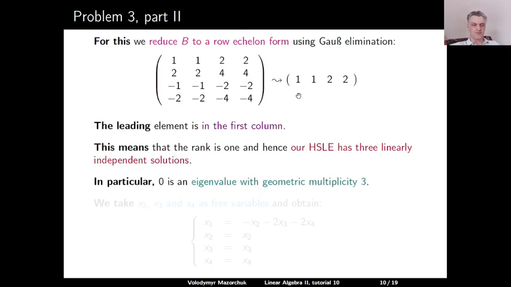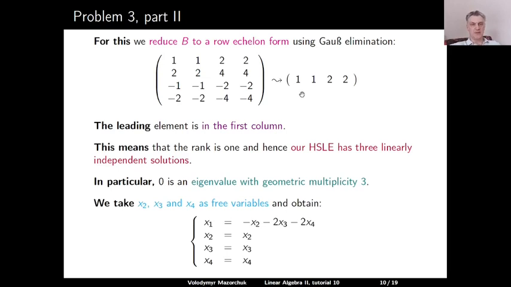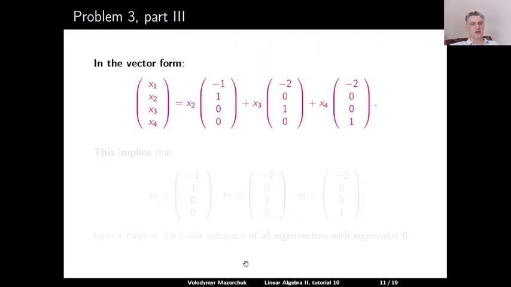To concretely solve the system, since our leading element is in column 1, we take x2, x3, and x4 as free variables, and then our only equation becomes x1 is equal to minus x2 minus 2x3 minus 2x4, and we add the trivial equations for the free variables. x2 is equal to x2, x3 is equal to x3, and x4 is equal to x4. Now we can write this in the vector form.